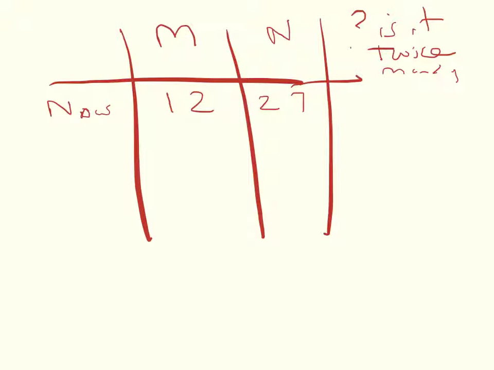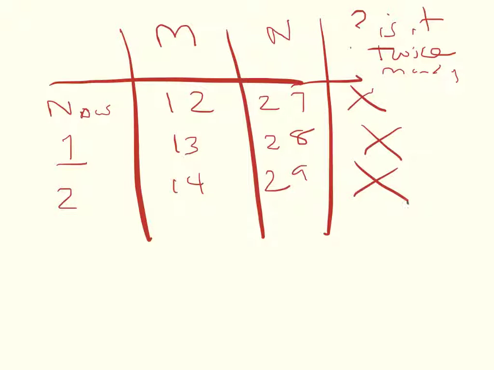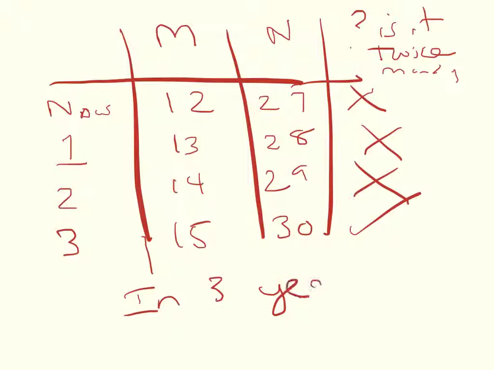So at time now, Mandy is 12 and Natcha is 15 years older, so she is 27. And no, it's not twice, so it's not now. In 1 year, Mandy will be 13 and Natcha will be 28. And no, that's not twice. In 2 years, Mandy will be 14 and Natcha will be 29. That is not twice. In 3 years, Mandy is 15 and Natcha is 30. And I say, yes, this is when Natcha is twice as old. So the answer to the question is in 3 years.